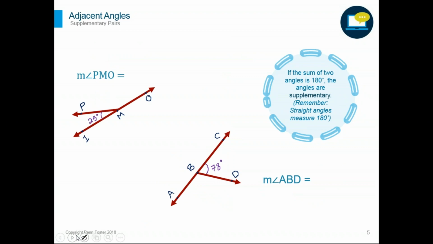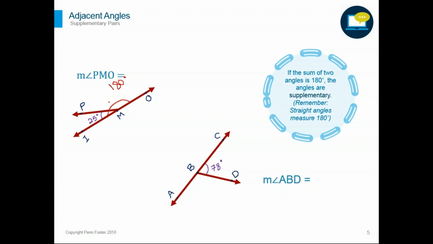Another way to classify angles is if a straight angle like IMO is divided into two different angles. So PMO and PMI are adjacent angles, and the sum of these two angles is 180 degrees. How did I know it's 180 degrees? Because the angle IMO, as you see from the figure, is a straight line, meaning that it's a straight angle, and a straight angle always measures 180 degrees.